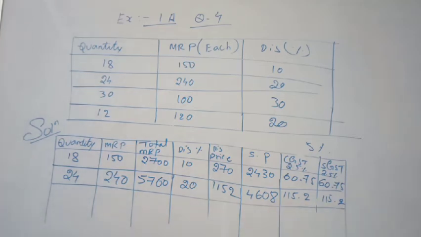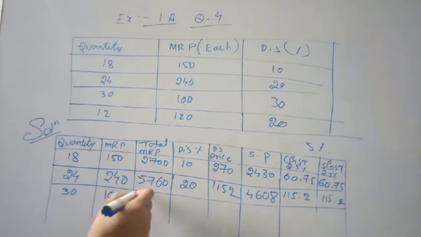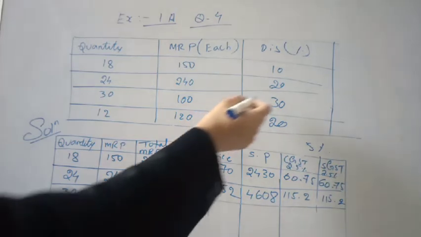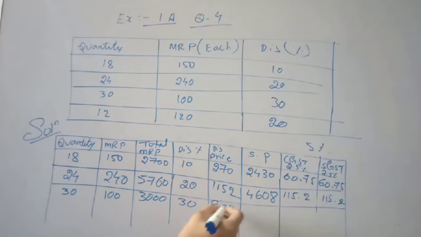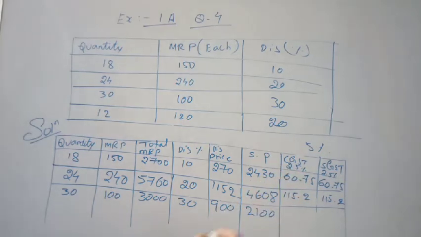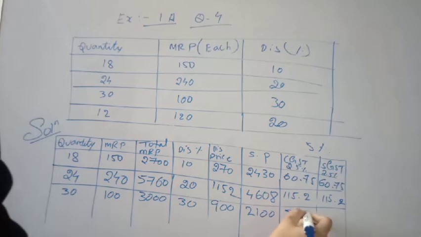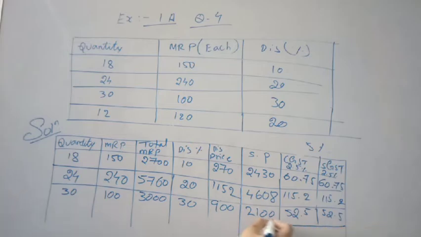Then come to the next item. The item quantity is 30, per item is 100. So 30 into 100 is equal to 3000, the total MRP. The discount is 30%. So 3000 into 30% is equal to 900 rupees discount. Now total MRP minus discounted amount is the selling price, that is 2100. So on 2100, 2.5% CGST and SGST is 52 rupees 50 paisa.